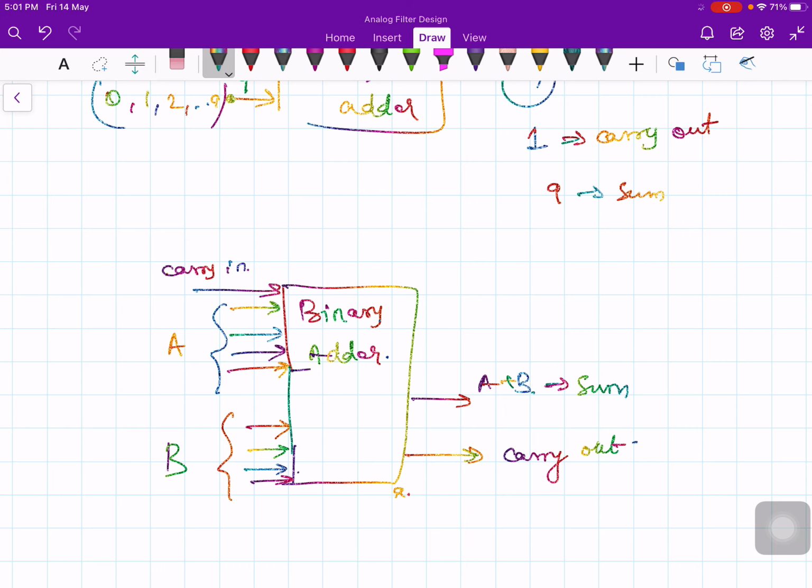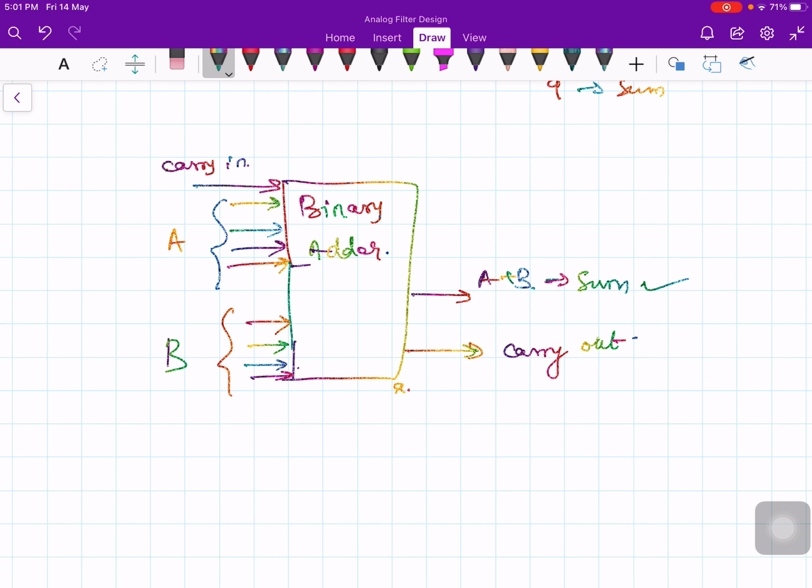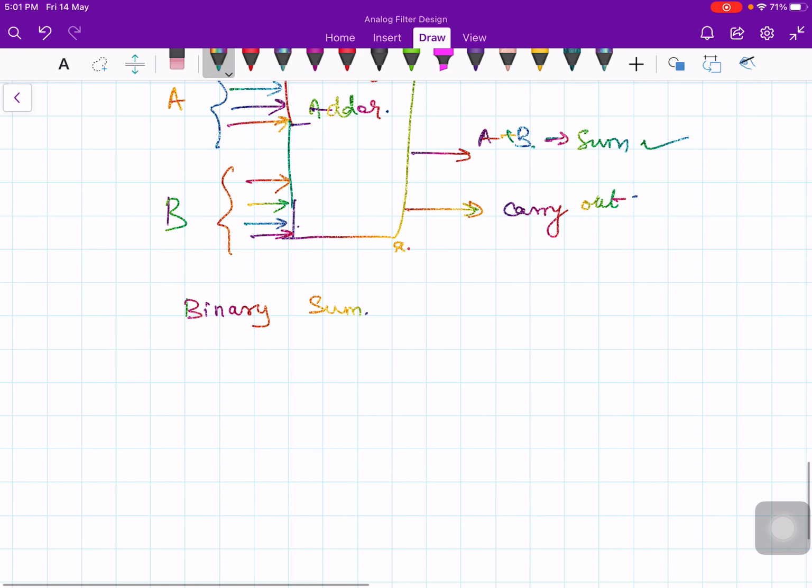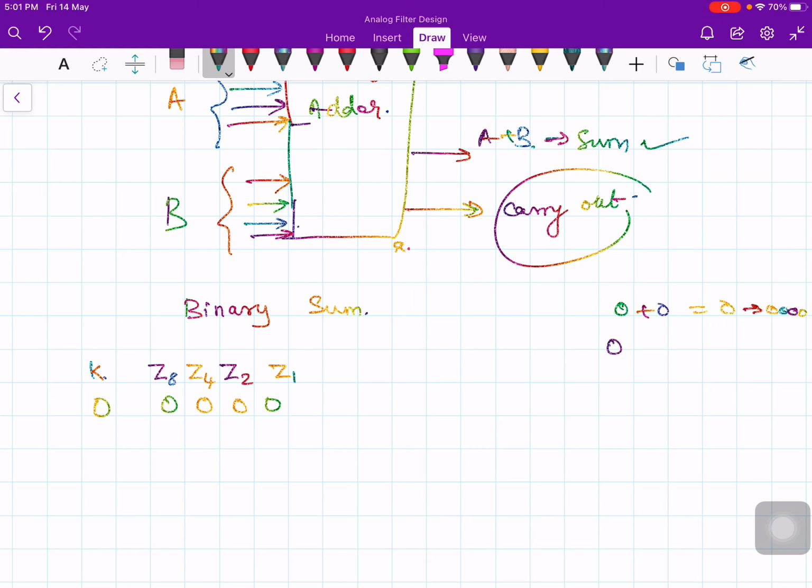Okay, so the adder will form the sum in binary and produce a result that ranges from 0 through 19. So let me write down all the combinations here in the form of a table. So I have the binary sum. For example, if you add 2 numbers, let's say 0 plus 0, so the output is 0. So how do you represent the 0? 4 zeros: 0, 0, 0, 0. Let me call these bits Z1, Z2, Z4, Z8, 8421 code. If there is a carry, let me denote this carry as K. Now there is no carry here, output carry, so this is the 0. If you add 0 plus 1, then you will get 1.